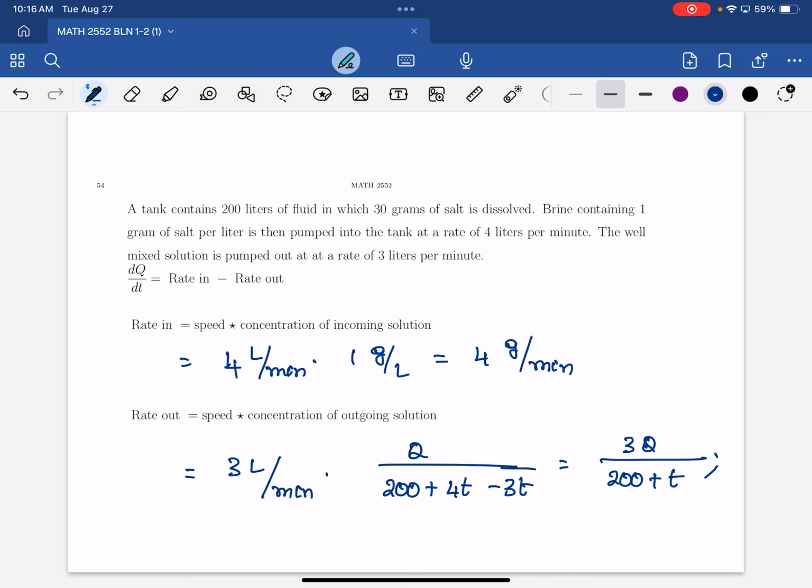So your differential equation would be dQ/dt equal to rate in minus rate out. So that is 4 minus 3Q divided by 200 plus t, with the initial value Q(0) equals 30. Because the outgoing speed is slower and the incoming speed is faster, you would expect that the tank will start overflowing at some point of time. Good? Any questions?